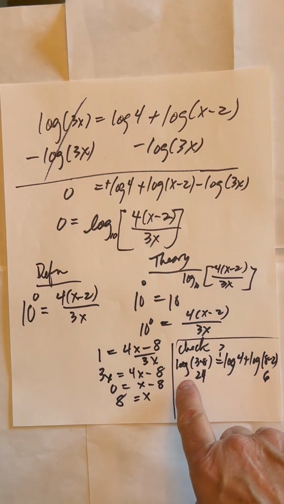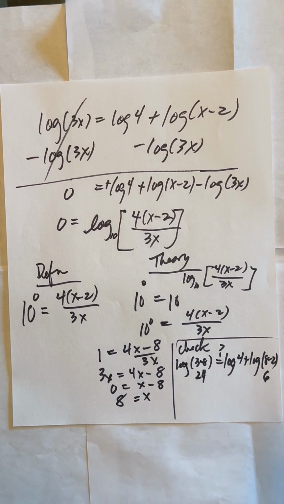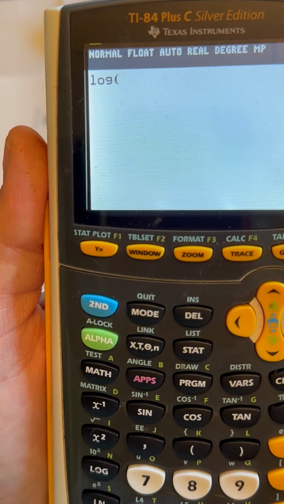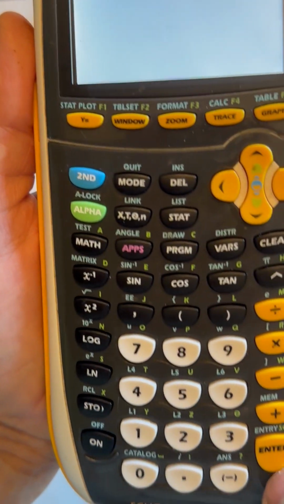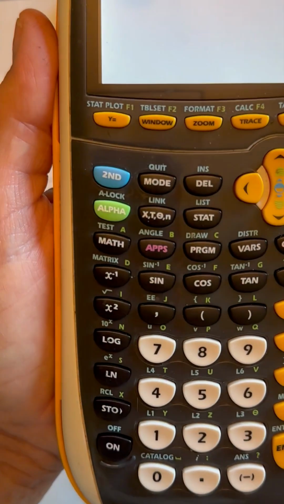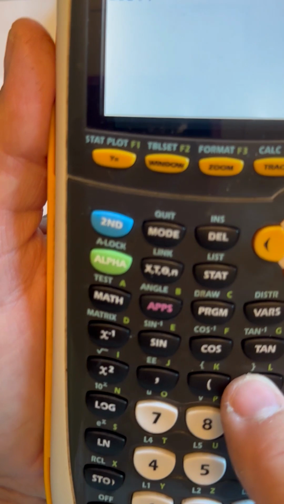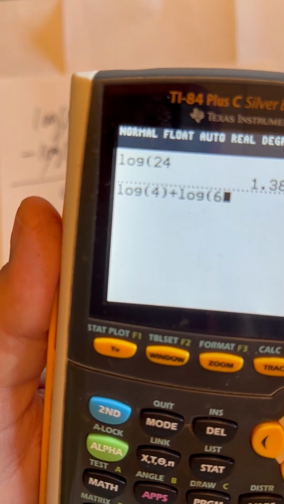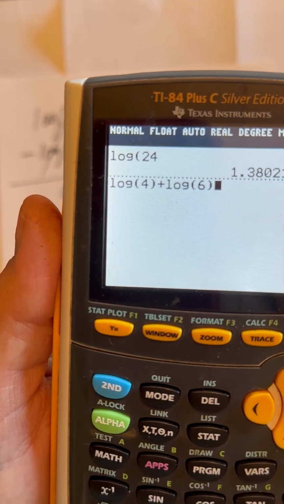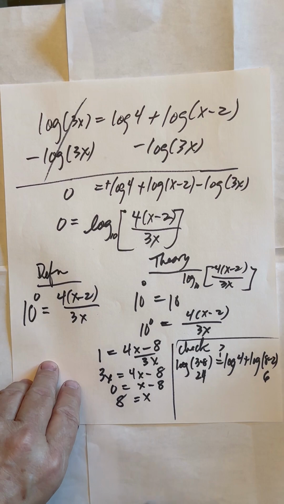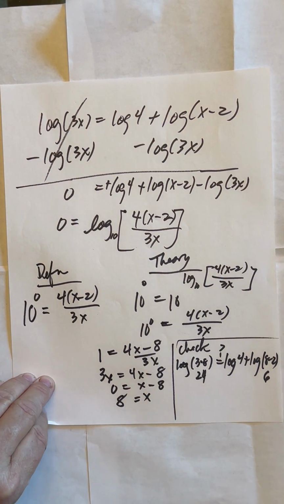All right, so it's log of 24. Does that equal log of 4 plus log of 6? All right, log of 24 is 1.38, blah, blah, blah. And then the other side is log of 4 plus log of 6. So log of 4, close your parentheses, plus log of 6. You don't have to close that second one. You can if you want to. Yes, they're the same. All right, so this is correct. Okay. All right.